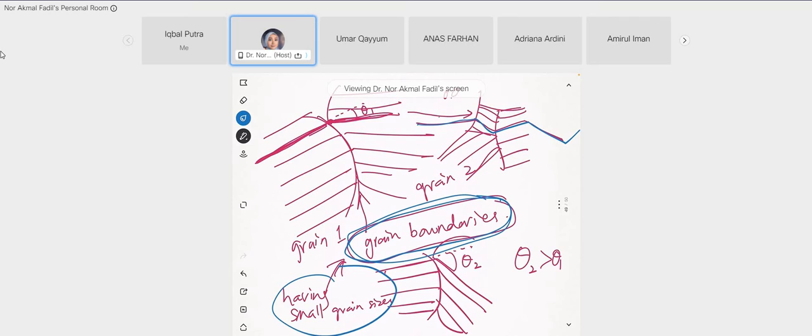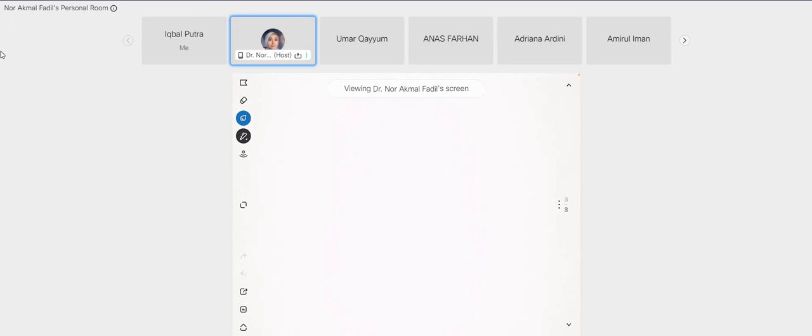A single crystal metal has no grain boundary, only one single crystal. For example, a silicon wafer or electronic components, the chips. What else? The turbine blades. There are several materials that have single crystal. So in the single crystal, let's say this is your material.